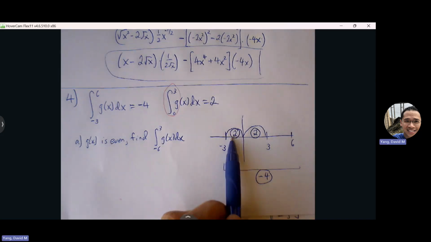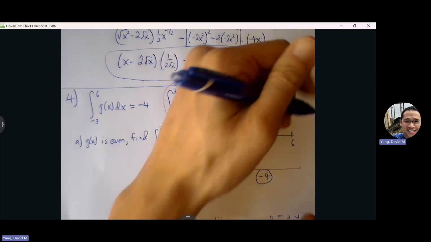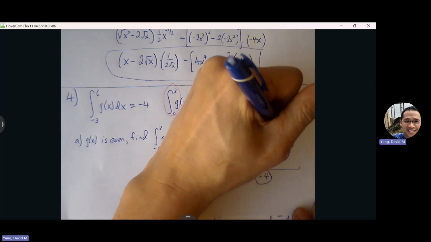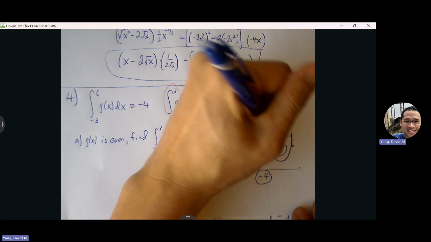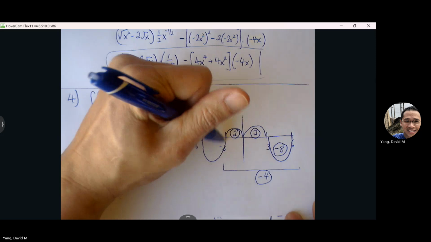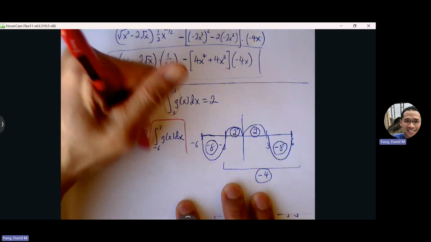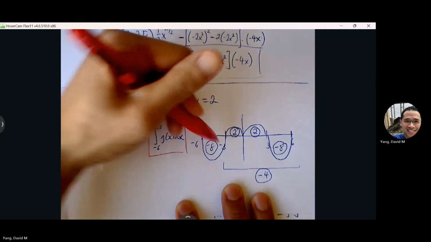So I have 4, 2 and 2 showing. So what must this region be in order for us to add up to be -4? -8. So I want this region to be -8 below the x-axis. And that's -8. Then this side is also what? Now we can add these values up.